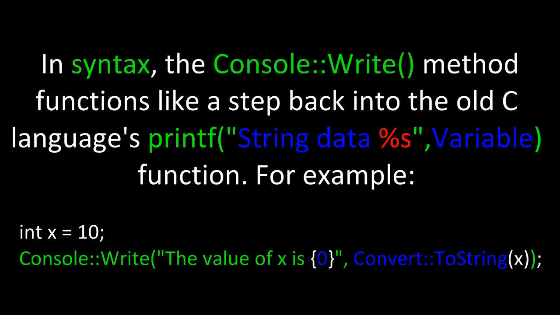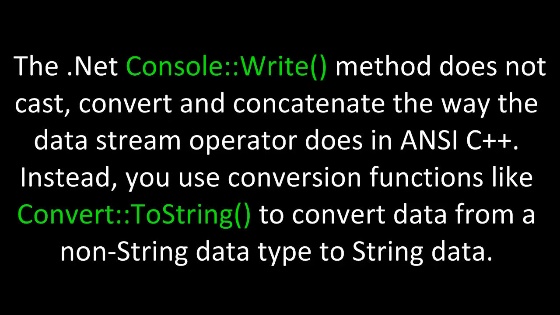For example, suppose we had an integer x and it had a value of 10, and we wanted to write it to the console. We would use the method console write and the string literal "The value of x is". Then in curly braces, we'd add 0 since it's the first object that we're converting, and we'd have to use a conversion method such as convert to string to convert the integer data type to a string data type. All of this would then be concatenated and sent to the console. The .NET console write method does not cast, convert, and concatenate the way the datastream operator does in ANSI C++. Instead, you use conversion functions like convert to string to convert data from a non-string data type to string data.